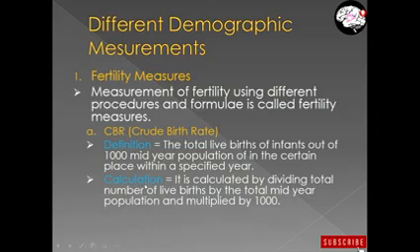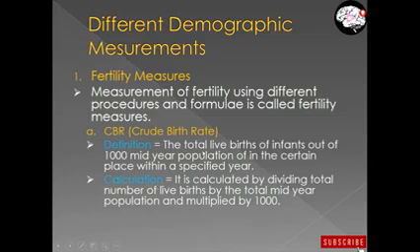And how is it calculated? It is calculated by dividing total number of live births by the total mid-year population, and multiplied by 1000. As we have discussed in the definition, please focus on live births. So this definition and calculation, they are related.